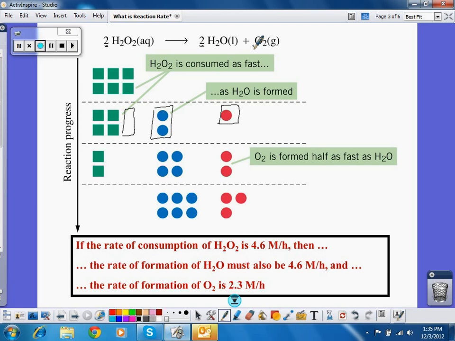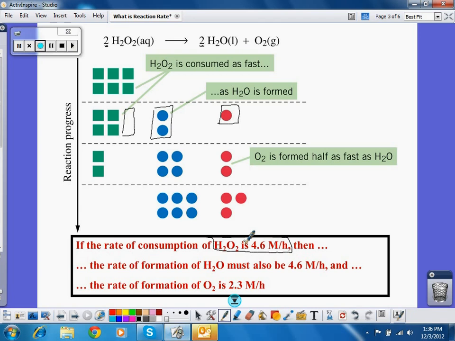But if we were actually to put a number to the rate, so how fast is H2O2 being used up? It's being used up at the rate of 4.6 moles per liter per minute. If I have a 1-to-1 mole ratio for H2O2 and H2O, that tells me that water will be formed at the same rate that hydrogen peroxide is used up, because they're formed at a 1-to-1 ratio.